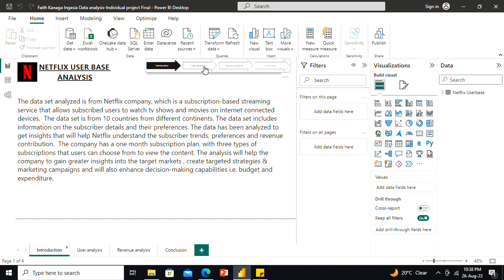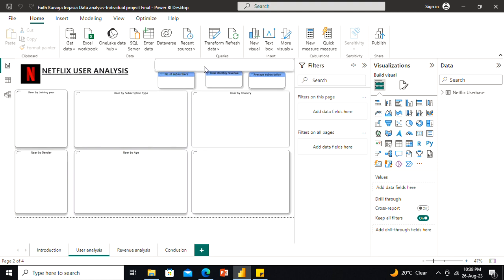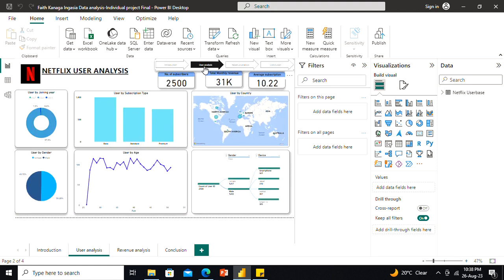Now, onto the user analysis. The total number of subscribers is 2,500. The total monthly revenue is 31,000. The average subscription is 10.22 months. User by joining year: this data is from 2021, 2022, and 2023. Looking at this data, it shows that the majority of the users joined in 2022, at 97.92%.